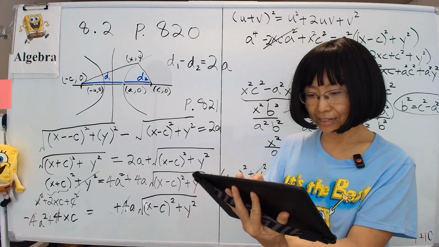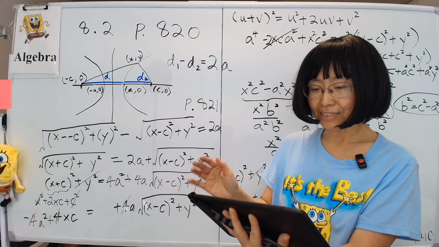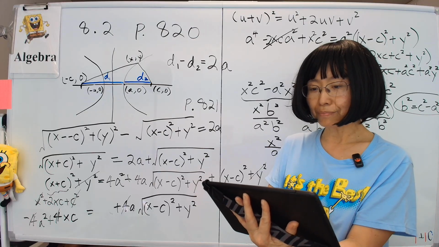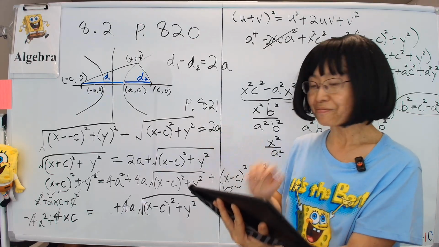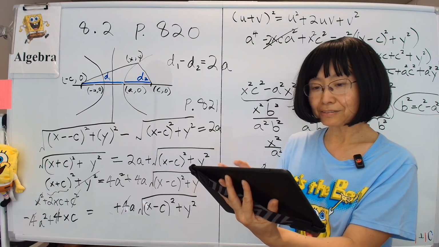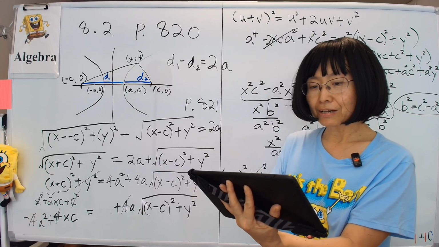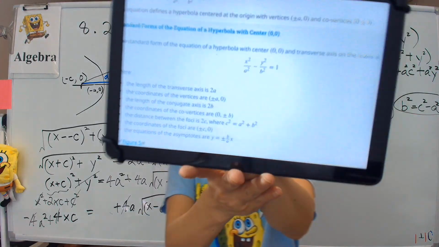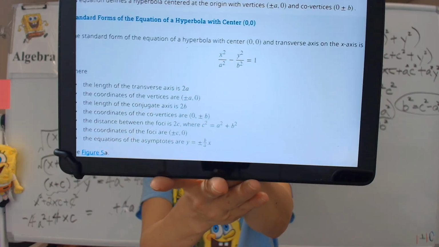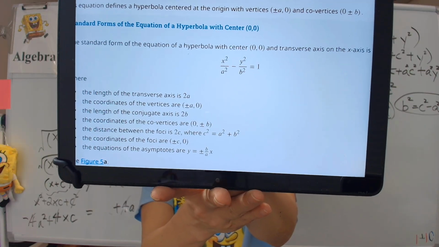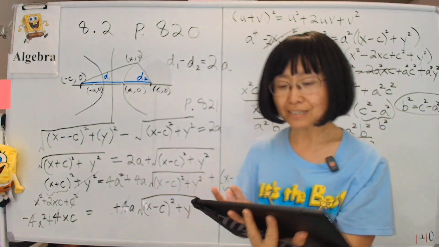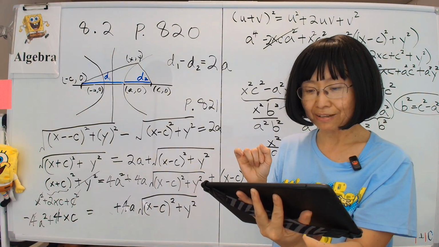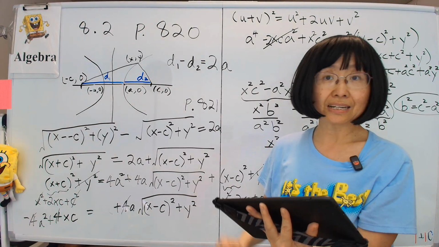Now we know what this is. We're still on page 821 right here, and the standard form of the equation of the hyperbola is this thing right here: x squared over a squared minus y squared over b squared equals 1. So every time you see an equation that looks like that, you know immediately that this is a hyperbola.